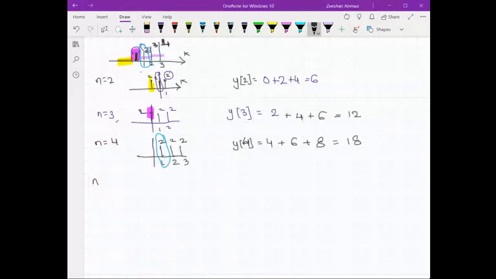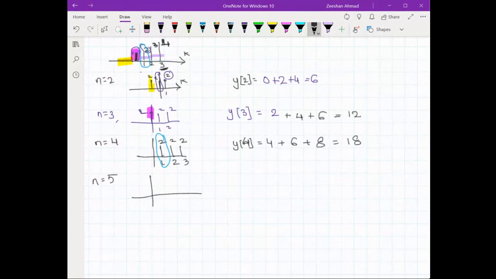Next, I need to shift further, because my signal here is still 3, and I will continue until I completely pass over this 3. So n equal to 5. For n equal to 5, the signal from 1 will be shifted to 2, so it will start from 2, and the signal at 2 will be shifted to 3, and the signal from 3 will be shifted to 4 here. Okay, with the same amplitude.